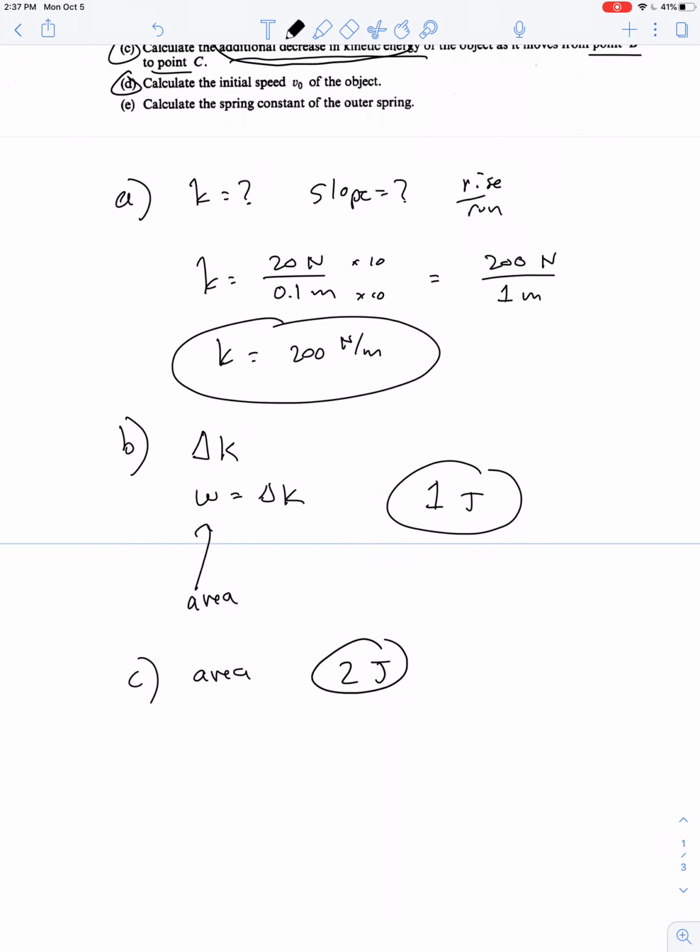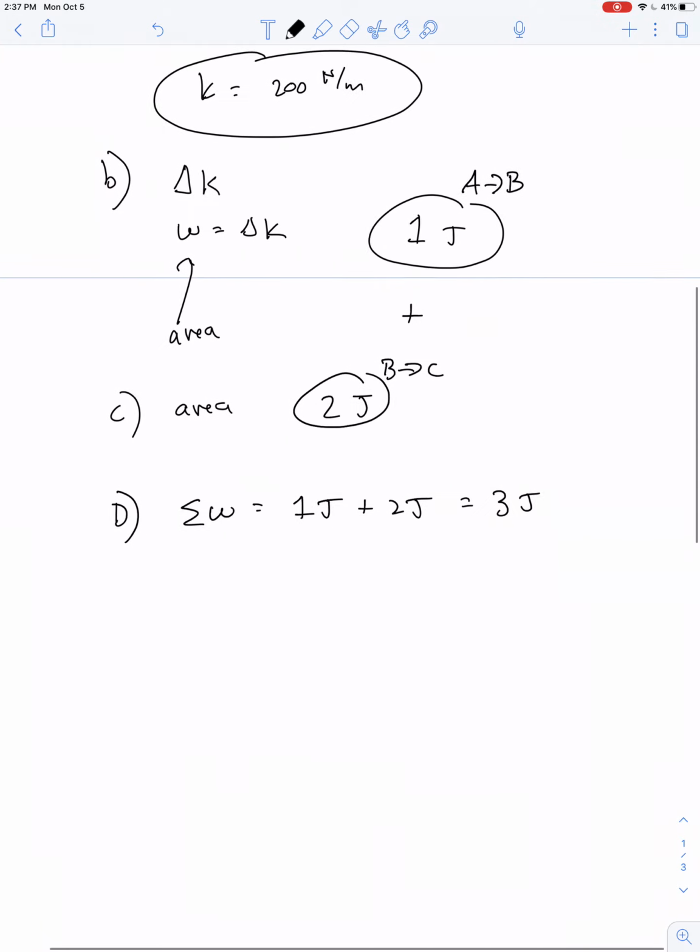Part D, calculate the initial speed of the object. The net amount of work is 1 joule from A to B plus the 2 joules from B to C, to give us a total of 3 joules.